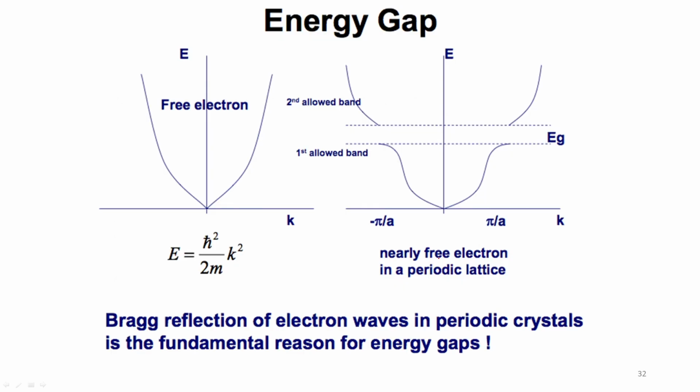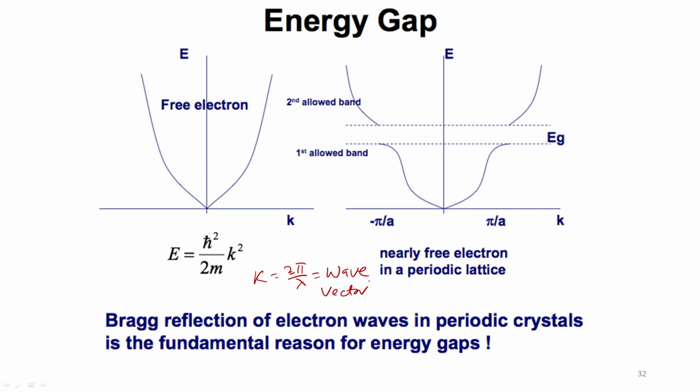Now the question is this: if I consider that kind of model, then the energy will be given by E = h cross square by 2m into k square, where k is nothing but 2 pi by lambda, the wave vector, as it is called.